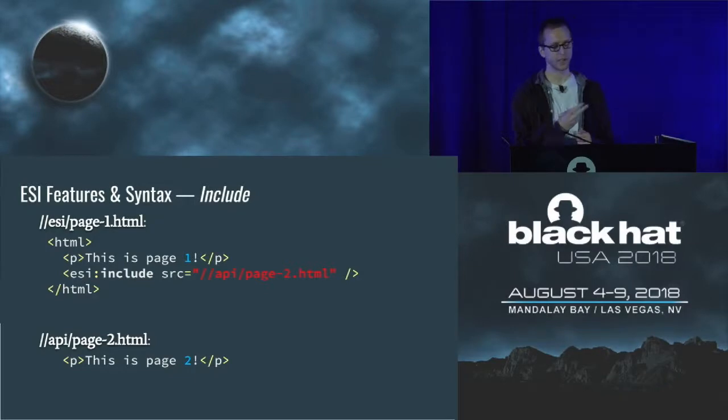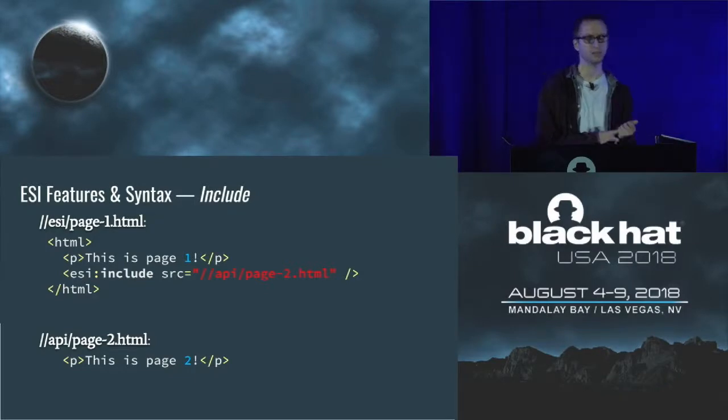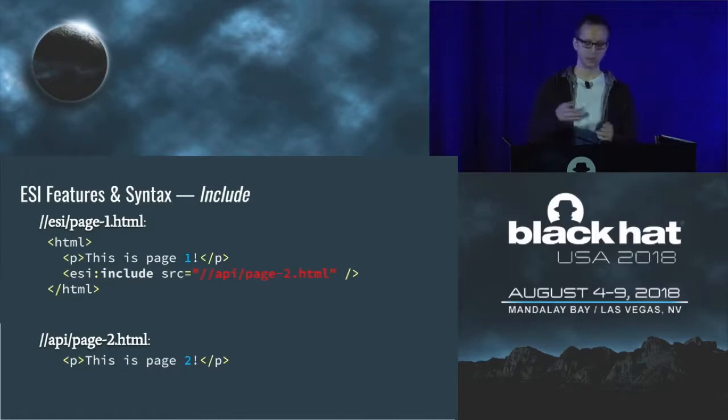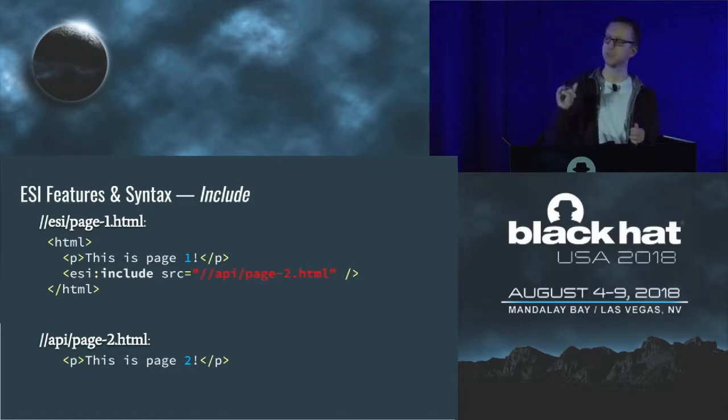Now here, two things can happen. You can have a cache miss, or you can have a cache hit. So if page two is already known to the ESI engine, it's just going to replace it as is by filling the blank. It's going to remove the ESI include tag and replace it with the cache entry for page two.